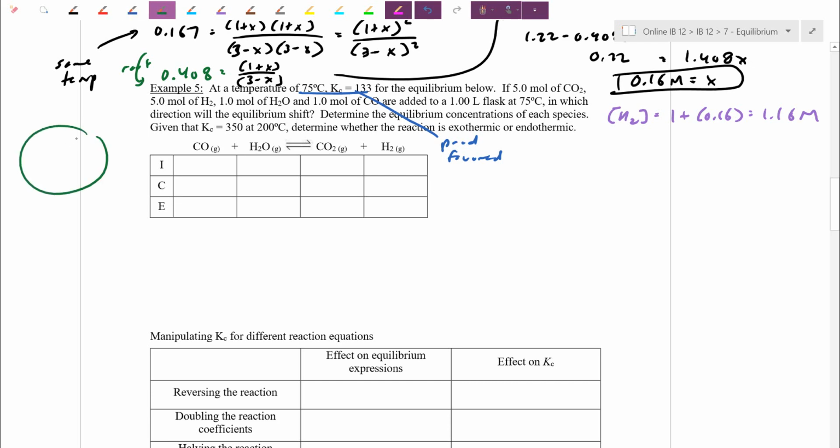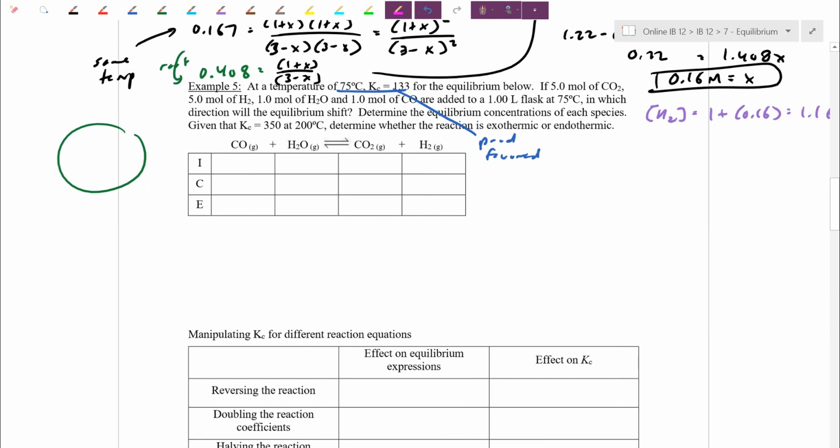Let's deal with that part of the problem first. We have a container here where, again, a 1 liter flask, dividing by 1 doesn't really change the number. So I know I have my initial row here. I start off with CO2, which is 5 moles, divided by 1 liter. 5 divided by 1 gives you 5 molar. So 5 molar of the CO2, 5 molar of the H2. That's what I pump in initially. Just because it's a 1-to-1 ratio doesn't force me to have to pump in the same amount of H2O and CO. Case in point here, I just pumped in 1 molar of water, 1 molar of CO.